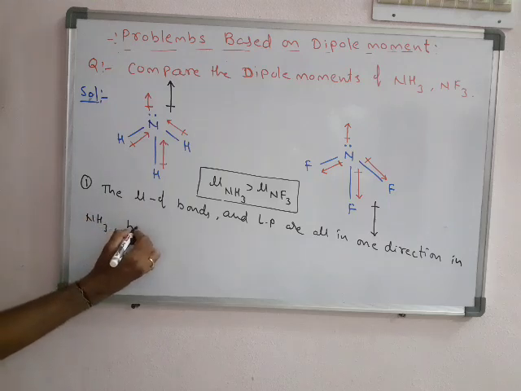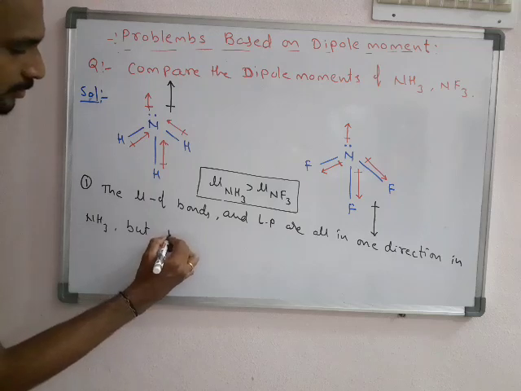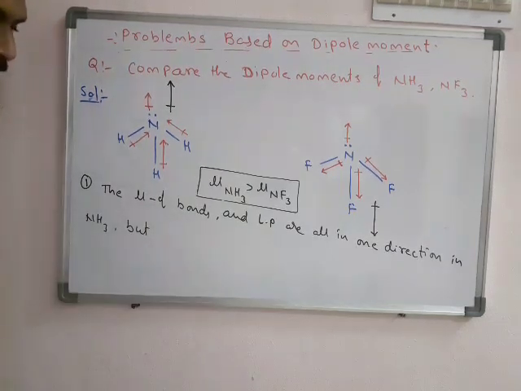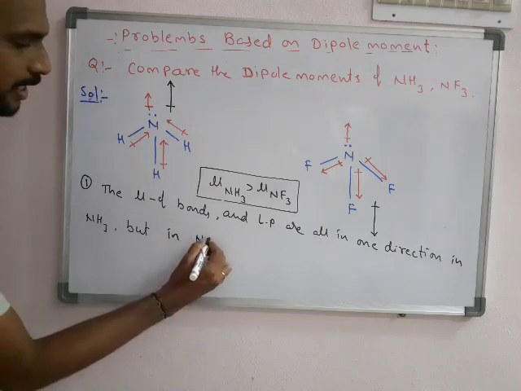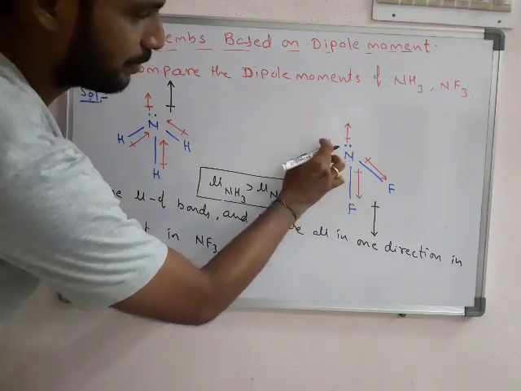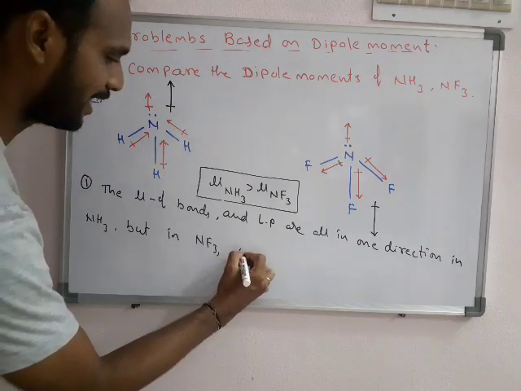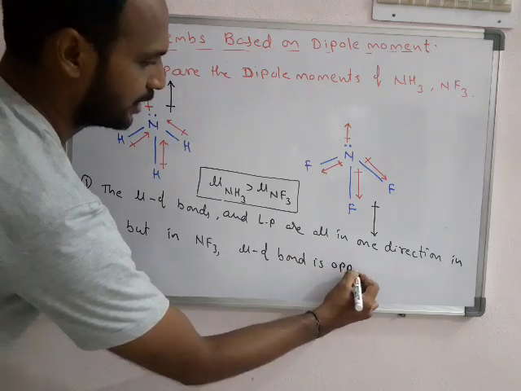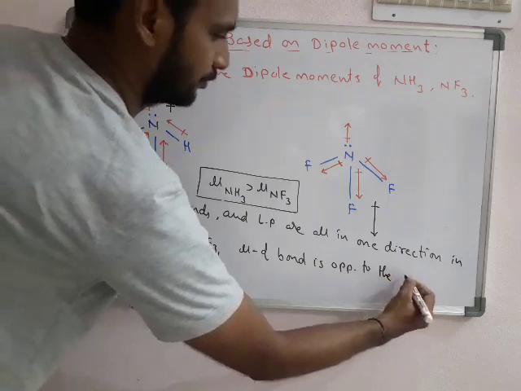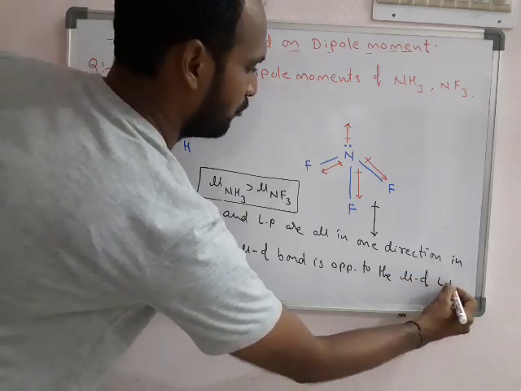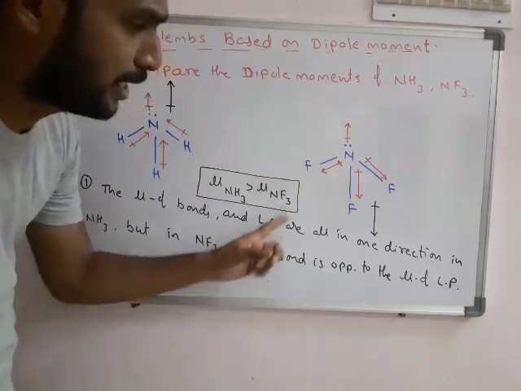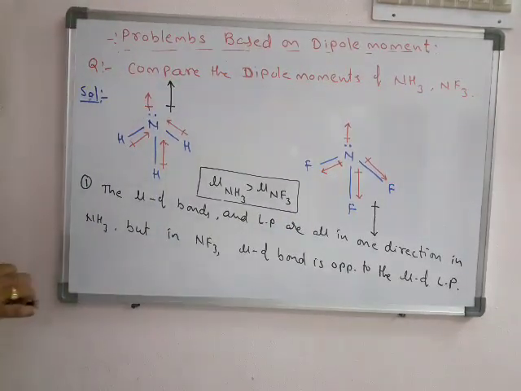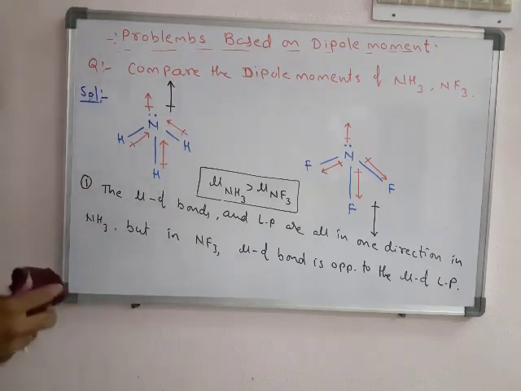In ammonia, but in NF3 bond directions, LP directions are different. But in NF3, dipole moment of bonds is opposite to the dipole moment of lone pair. Okay, dipole moment, lone pair, రెండు different directions లో ఉన్నాయి. This is one reason. And there is also one other reason we can say. This is the most important reason.